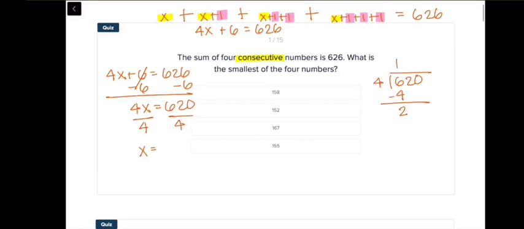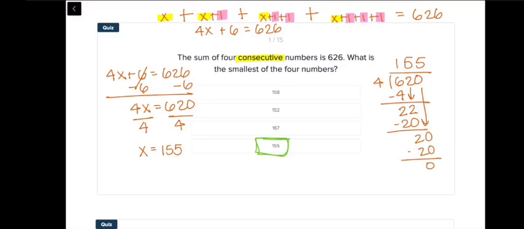This would fit once, giving me 4. I bring down the 2, that would fit 5 times, giving me 20. I would bring down the 0, and that would fit 5 times again. So finally our answer would be 155, and since x was the first number, that means the smallest out of all of them would be 155.